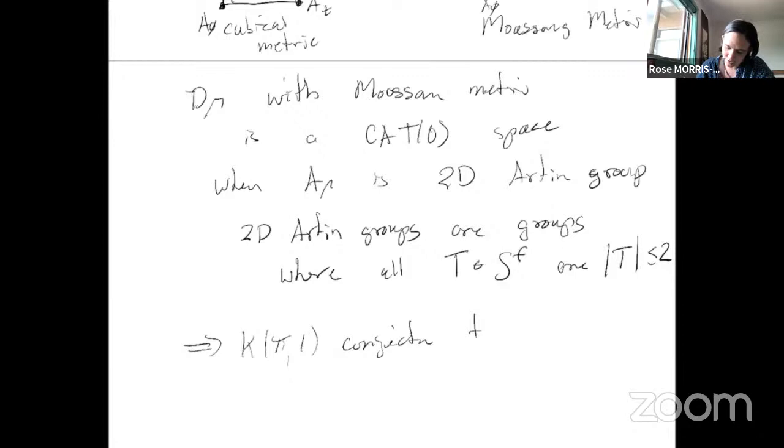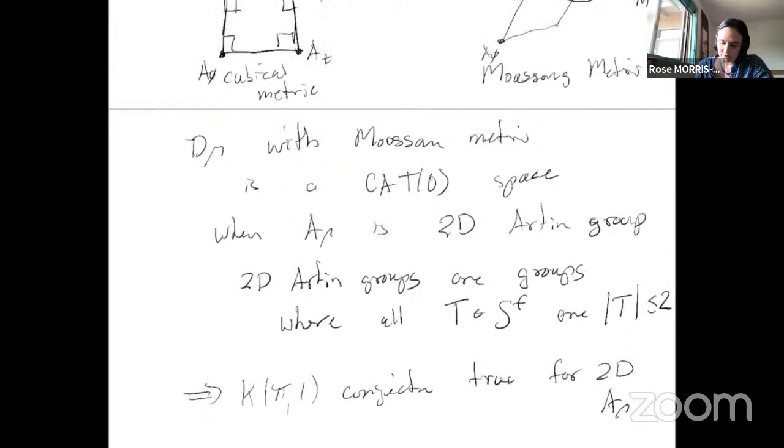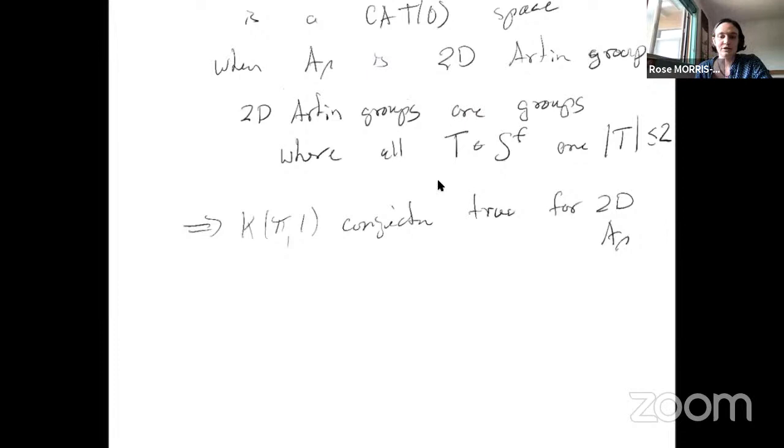And in fact, it's conjectured that this Moussong metric is CAT(0) for all Artin groups. It's just really hard to show that something is CAT(0) when you don't have combinatorial structures anymore. But this is one potential avenue for answering a lot of these questions. Let's see, that might be a good question stopping point. All right. Okay. Let's keep going then.